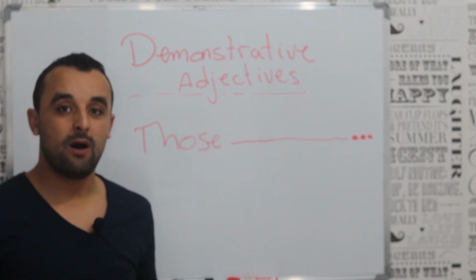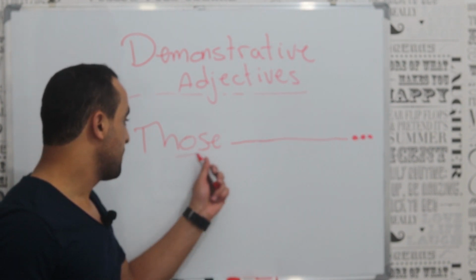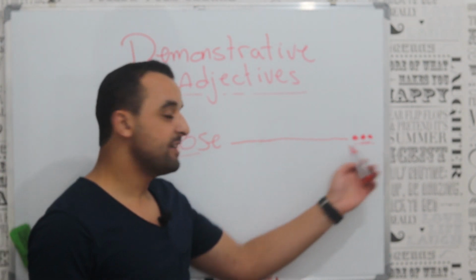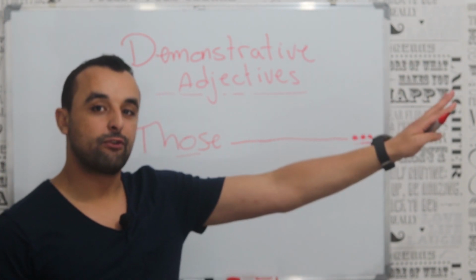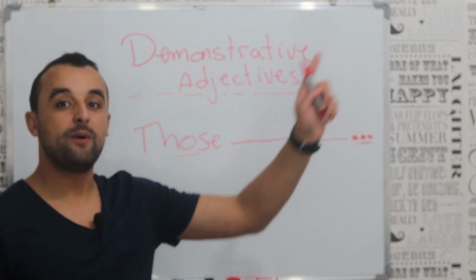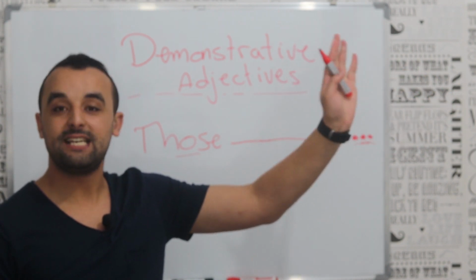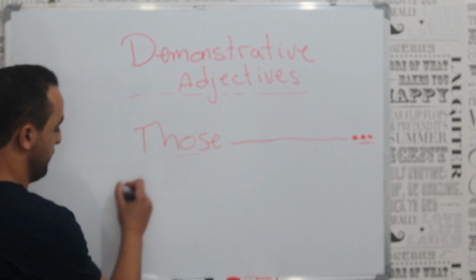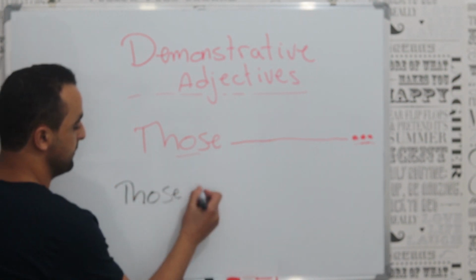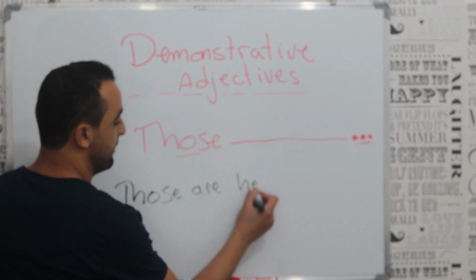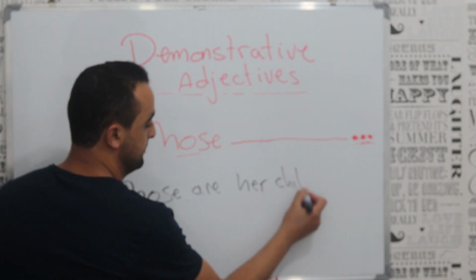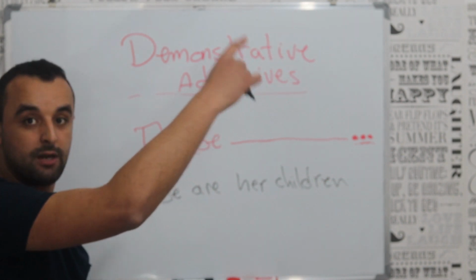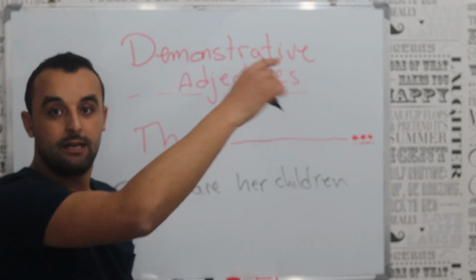Okay? The fourth one is those. We use those when we refer to many things and those things are far from us. So we point out many things and those things are far from us. For example, those are her children.